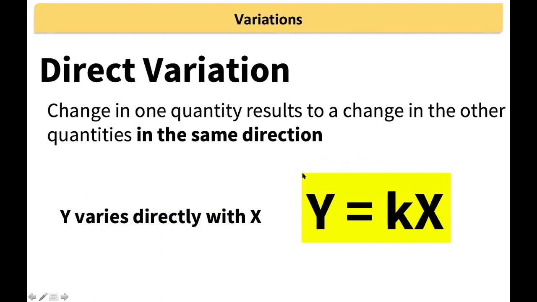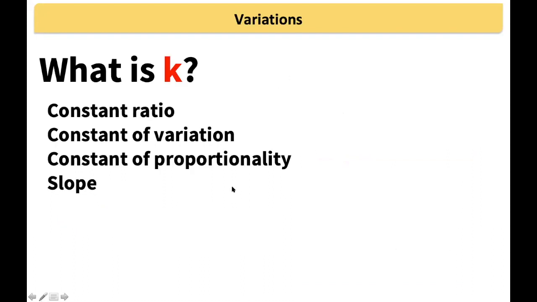Okay. In equation form, it is y is equal to kx. Ano itong k? So, ito yung tinatawag nating constant ratio, constant of variation, constant of proportionality, and actually, ito rin yung ating slope kapag dating sa ating graphs. Okay? So, mas maintindihan nito pag nakita natin yung examples.